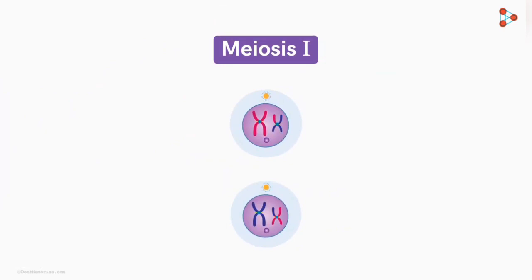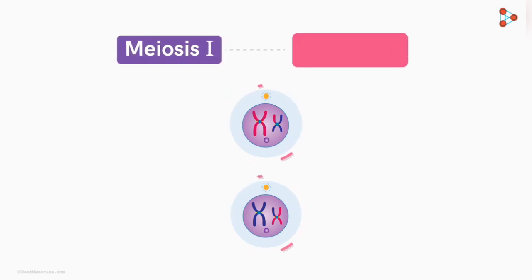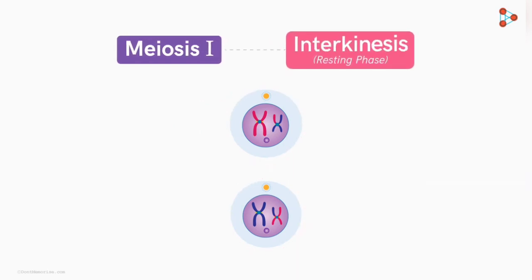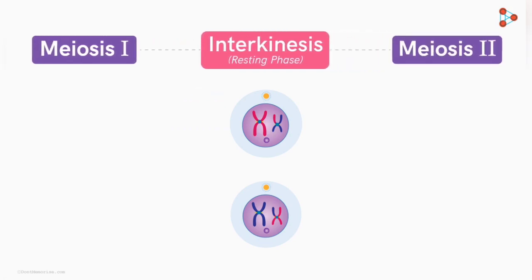But before moving ahead, the haploid cells enter a small resting phase called the interkinesis. It's a short phase with no activities involved. After going through this phase, the cell is all set to undergo the second round of meiotic division. The next round is called the meiosis 2. It also includes 4 stages. In other words, meiosis 2 can be considered as the mitosis of haploid cells.